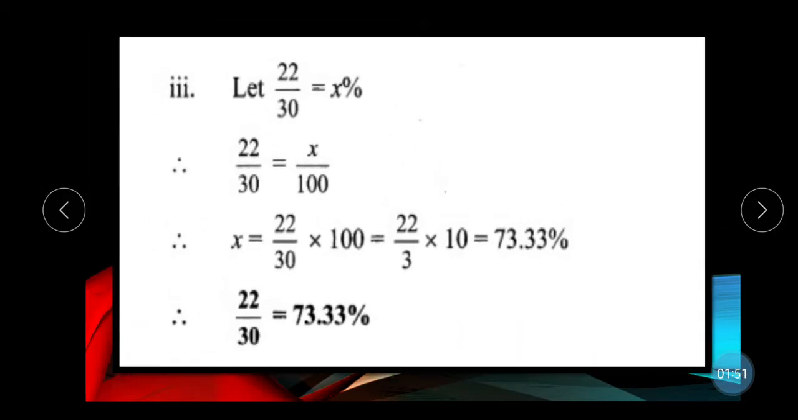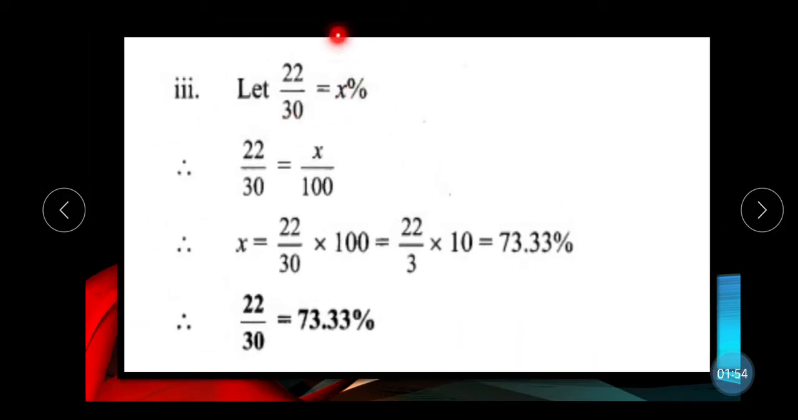Next question, 22 upon 30. Let 22 upon 30 is equal to x percent. Therefore, 22 upon 30 is equal to x upon 100. Cross multiplying, we get x into 30 is equal to 22 into 100. X is equal to 22 upon 30 into 100. Solving this, we get 22 upon 3 into 10 is equal to 73.33%. Therefore, 22 upon 30 is equal to 73.33%.